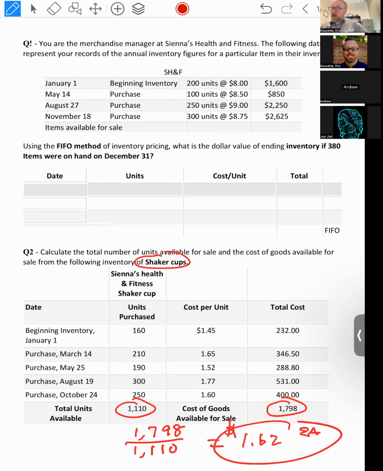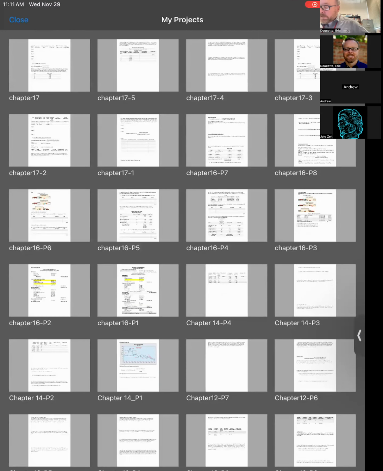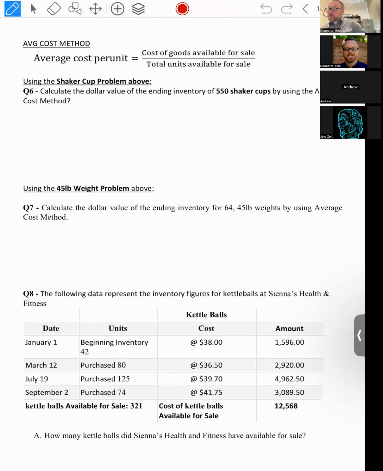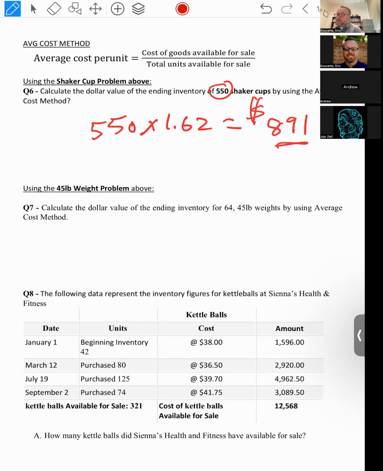So if I go back to our average cost inventory problem, which is right here, there's 550 shaker cups left. We said it was $1.62, so 550 times 1.62 equals 891. That's how much my ending inventory is. I don't have to care about what went out first and what went out last. It doesn't matter. If I do an average cost of each item in my inventory and I multiply it by how many I have left, there's my cost, 891.